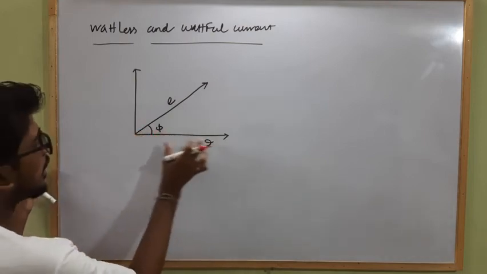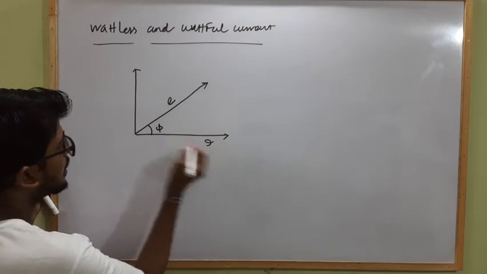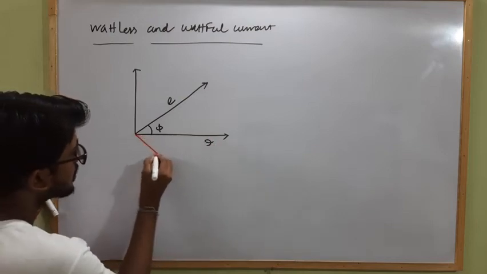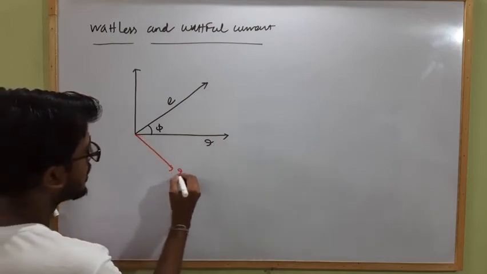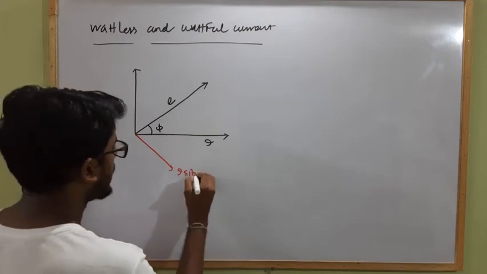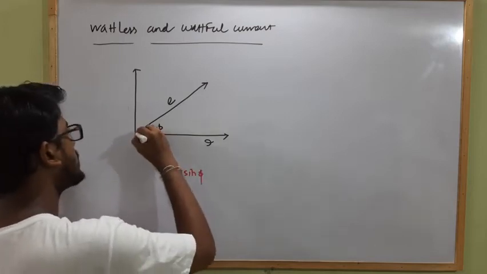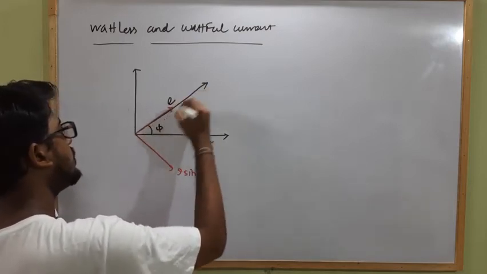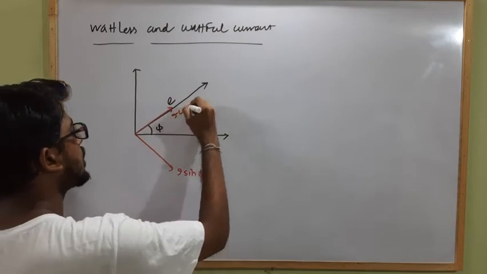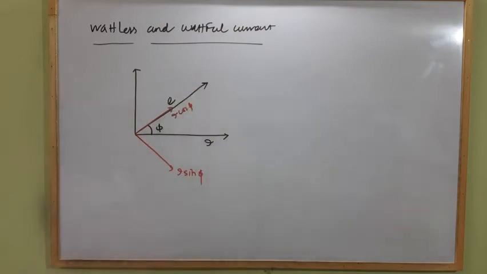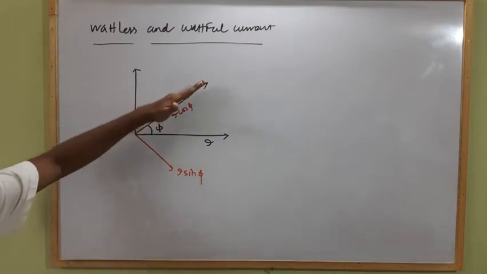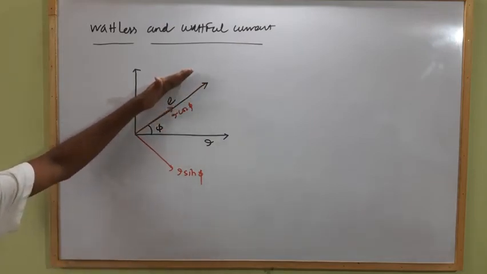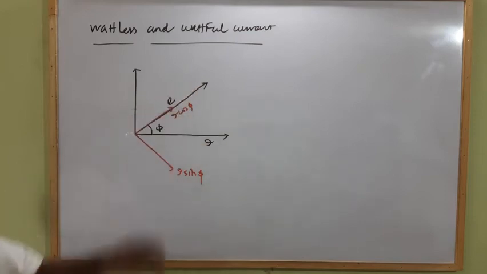So we can have two components of I. One is along this direction, that is I sin phi, and one is along the direction of EMF, that will be I cos phi. Clear? So the current has two components. One component is perpendicular to the direction of EMF, and another component is along the direction of EMF.